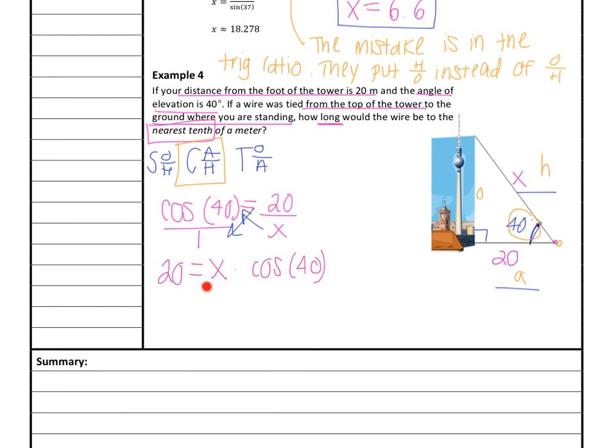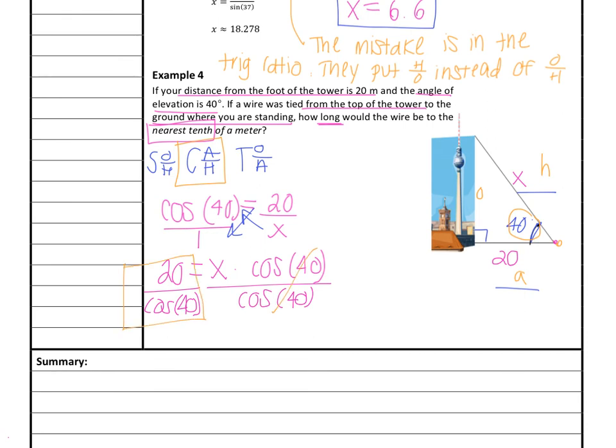Our goal is to get x by itself. X is being multiplied by cosine, so meaning I have to do the opposite of that, which is to divide by cosine. Make sure you bring that 40 along. So at this point, the cosine of 40 over cosine of 40 would cancel.